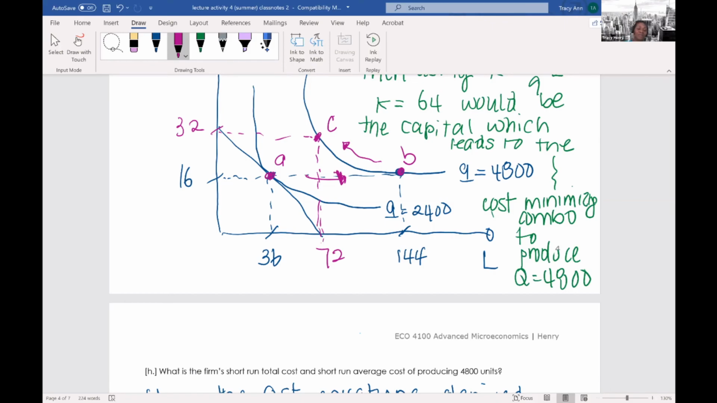Okay, so to go to the question, is there any case where you double the inputs and do not get the expected outcome? If you double the inputs, one out of three things is going to happen. Either you're going to double your output, or you're going to more than double your output, in which case it's increasing returns to scale, or you're going to less than double your output, which in that case is decreasing returns to scale.